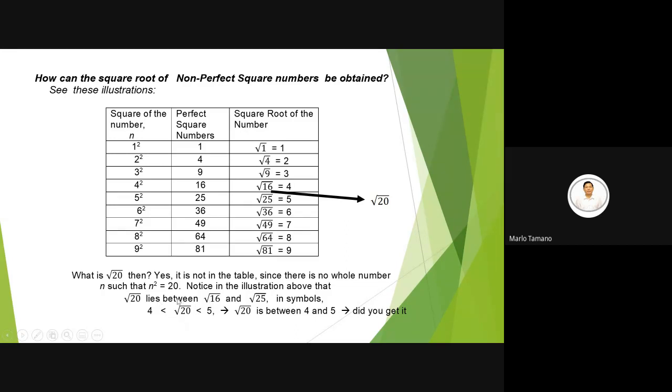Now, you try to replace the square root of 20 by 4.1 or 4.5. Can we say that 4.5 is greater than 4?